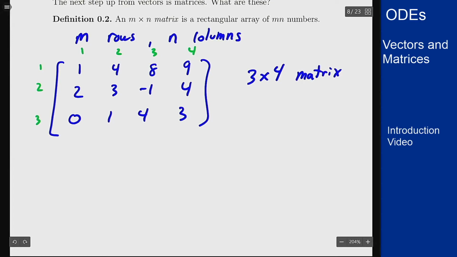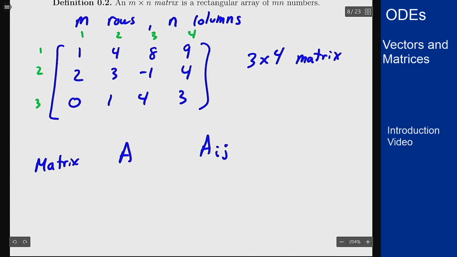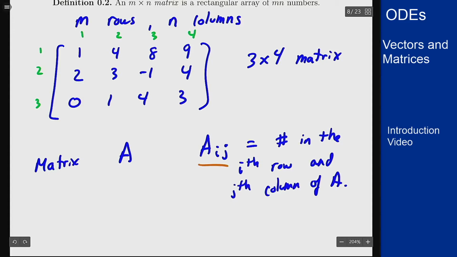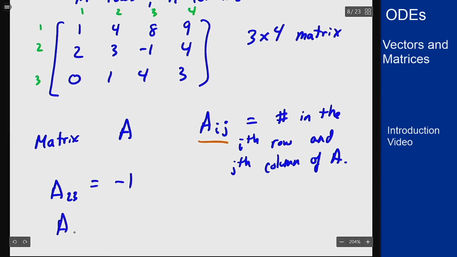If we call a matrix capital A, we usually use capital letters for matrices. We use notation A sub ij to denote the number in the ith row and jth column of the matrix A. So this basically allows us to pick out individual elements from this matrix as we go forward. So for instance, for the matrix I have right there, the element A23 is going to be in the second row, third column of A, which will be -1. A14 is equal to 9, and so on. So I can pick out individual entries using these subscripts to denote the row and column in that order.